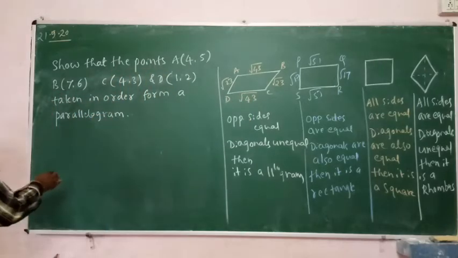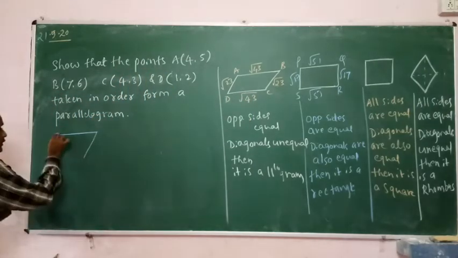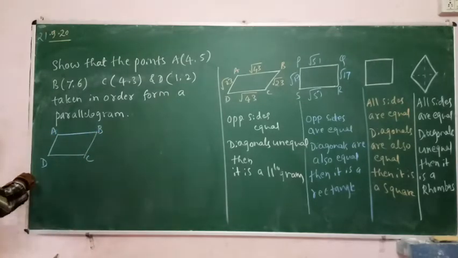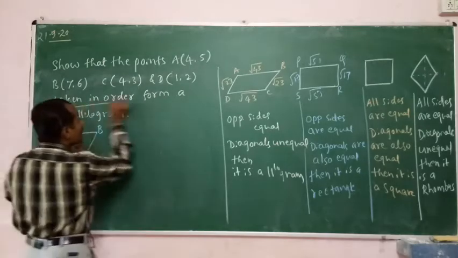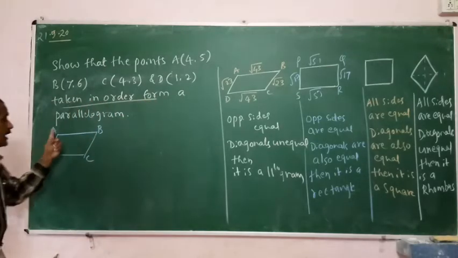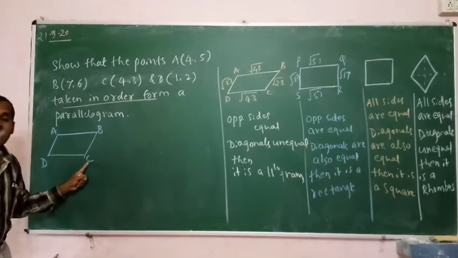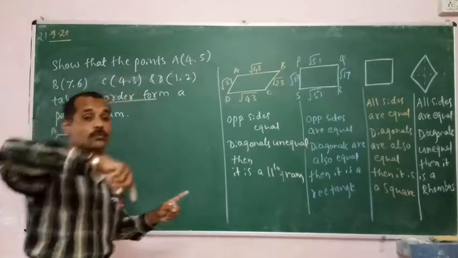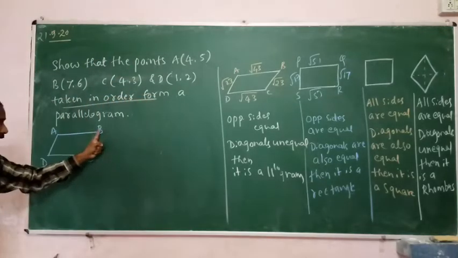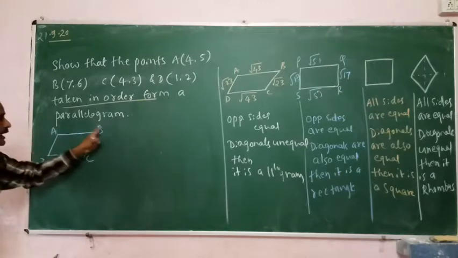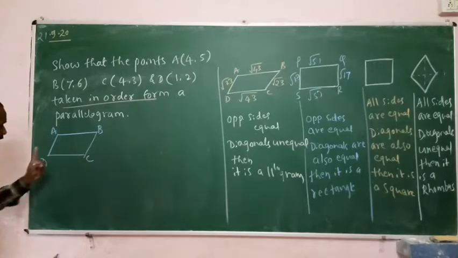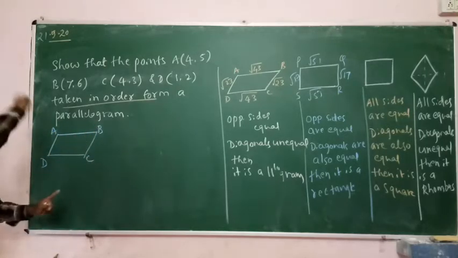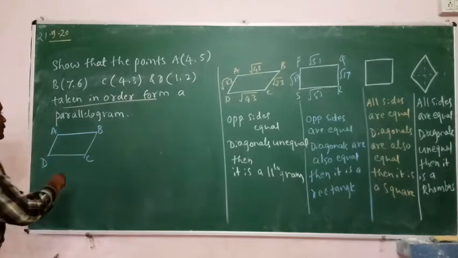Now I will start this. Let me take a small rough figure. Call it as ABCD. Let me mark up. See, taken in order means you can't say A, B, C, D randomly. Either in the clockwise direction or in the anti-clockwise direction. In a particular order it should go. See, if you start from here, A, B, C, D, either clockwise or anti-clockwise.